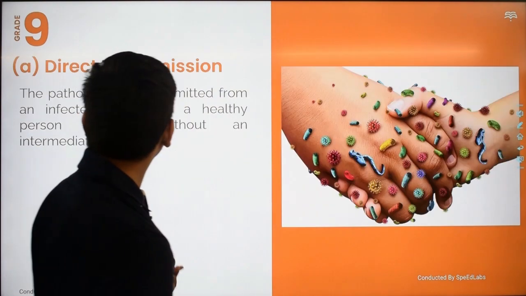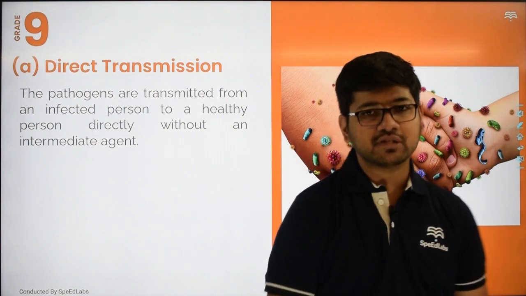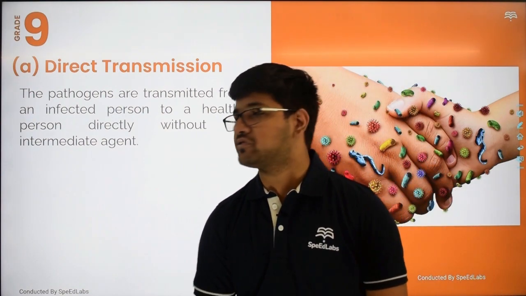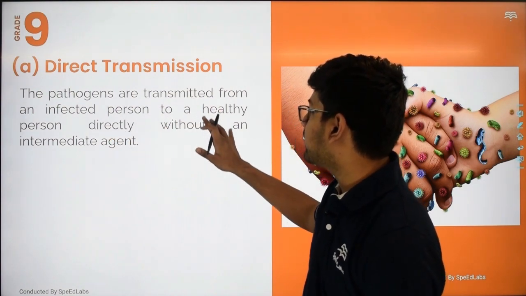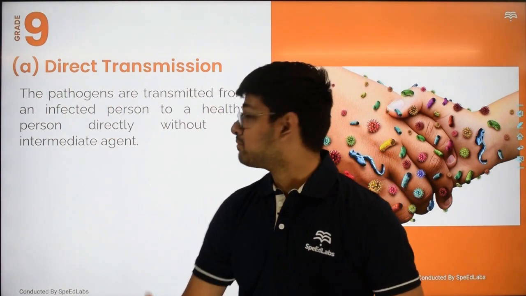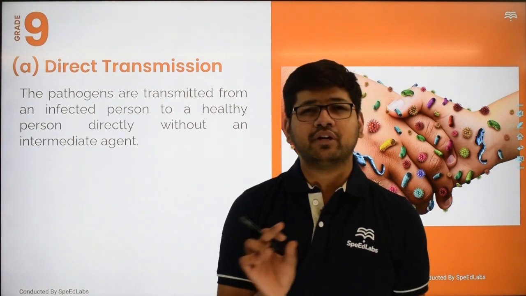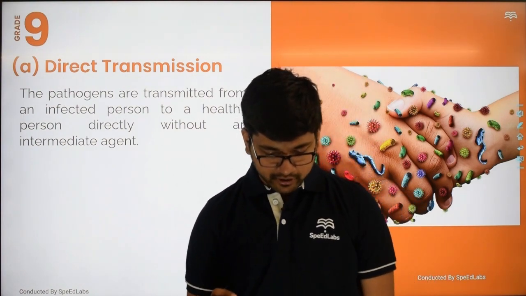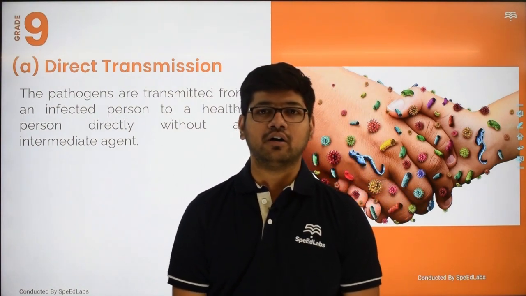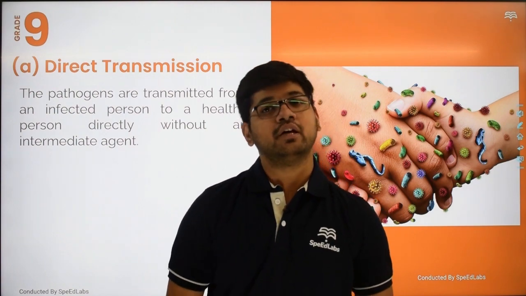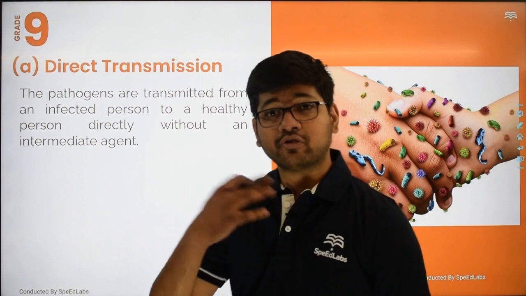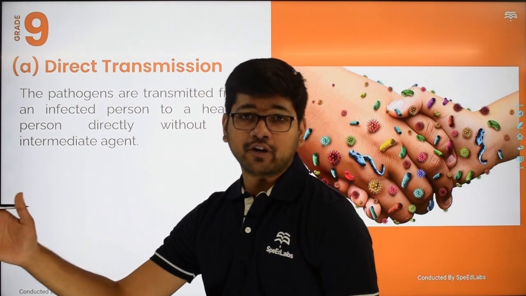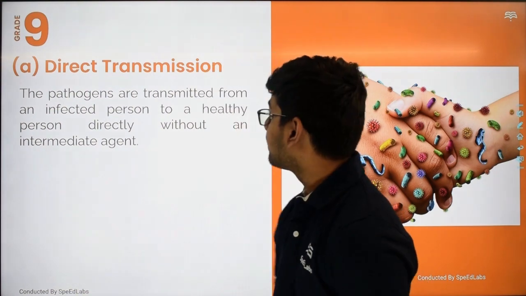All right. So if I talk about transmission, it is of two types. First is direct transmission, in which pathogens are transmitted from an infected person to a healthy person directly. There is no agent, no particular carrier or vector containing the disease. It will transfer directly from the infected person to the healthy person.